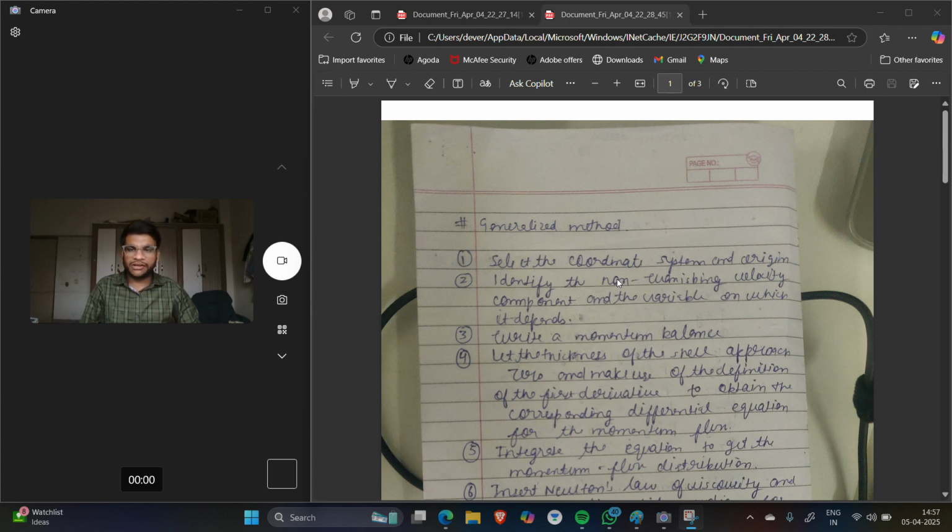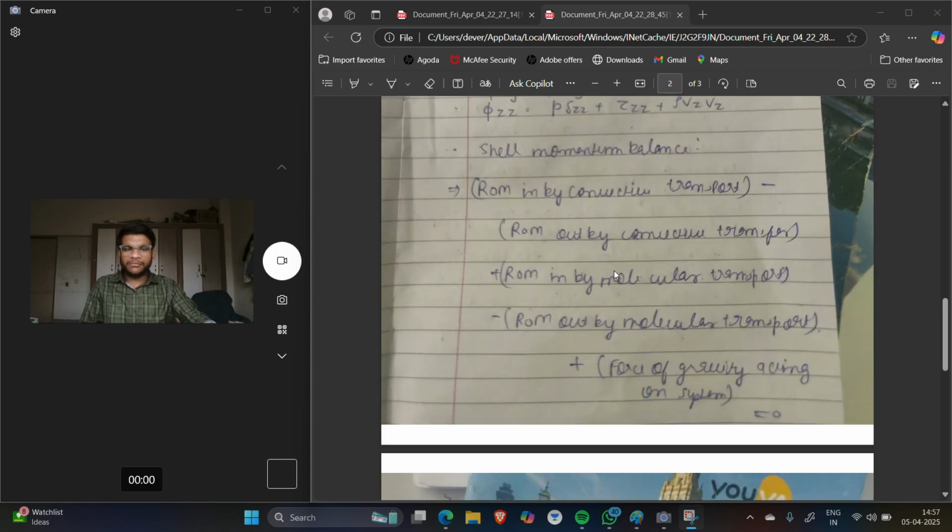First of all, let's understand what shell momentum balance is. As the name suggests, shell momentum balance means the balance of momentum across a shell. Suppose this is a shell, then some momentum is coming in, some momentum is going out, and some momentum may be present inside the shell. The balance of this momentum comes under the topic of shell momentum balance.